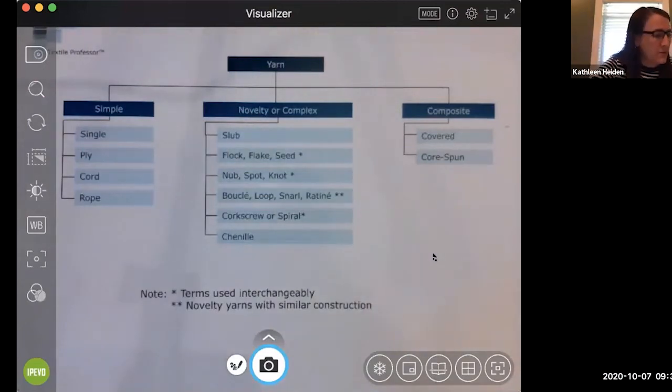At yarn classifications. Yarns can be broken down into 3 major classifications, and that is simple, complex or novelty, and composite. Those classifications are based on how the fibers or yarns are actually put together to make the yarn, and the way that the yarns look along the length of the yarn. So today we're going to focus in on the simple yarns, and then Friday we'll look at novelty and complex yarns.